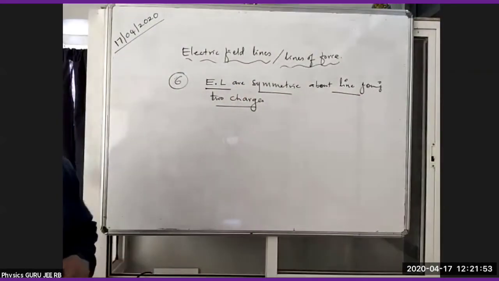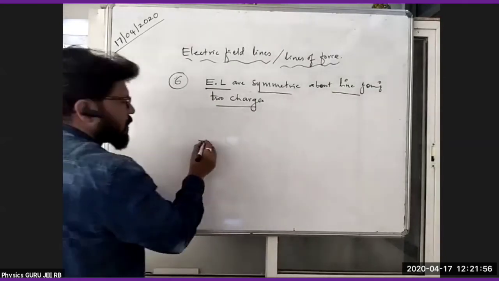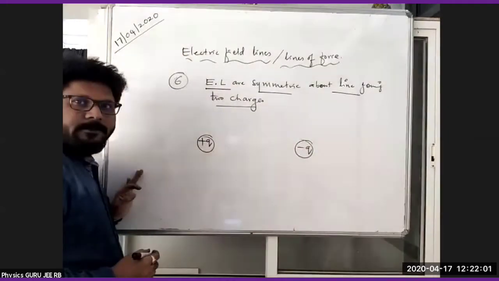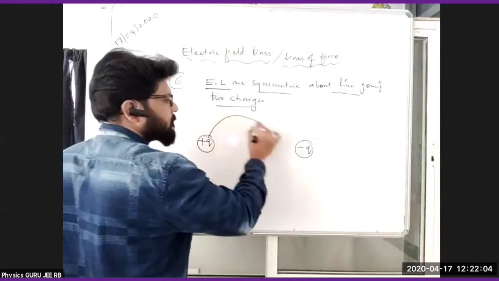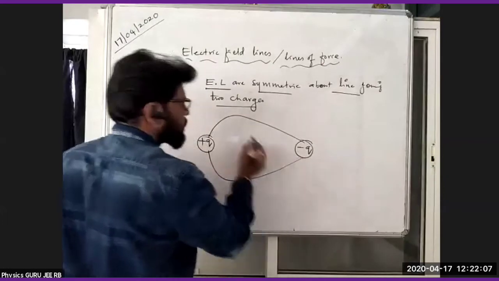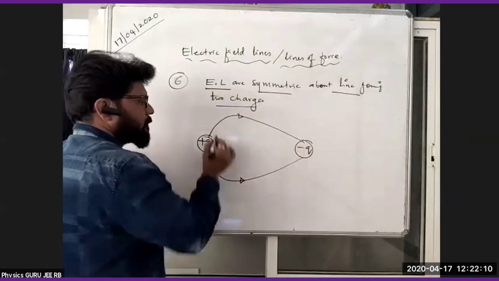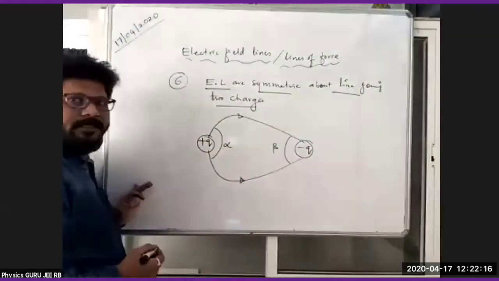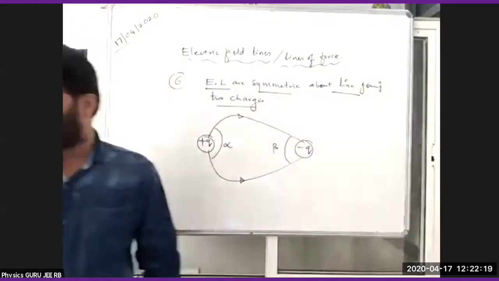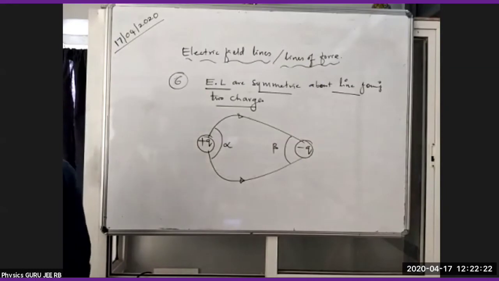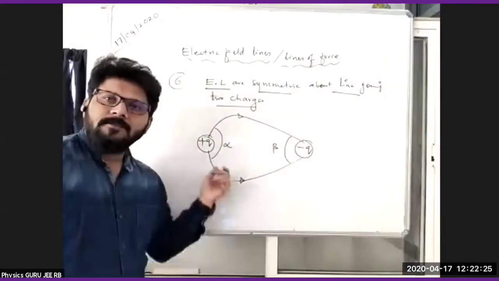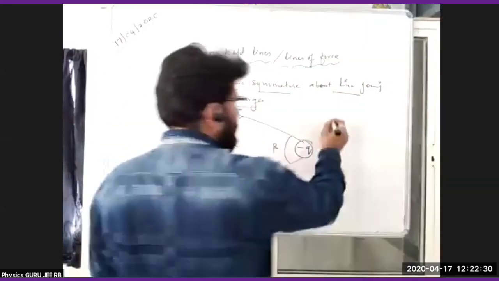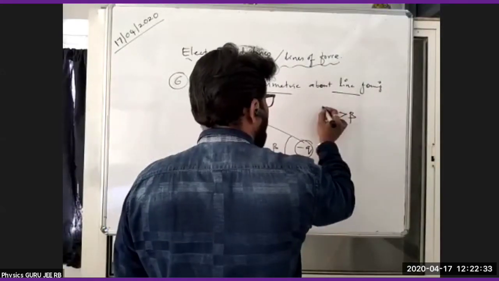Fine. Now if I say one positive charge, plus Q, is there, and here a negative charge is there, I'll draw like this. This angle is alpha, this angle is beta. The field lines are symmetric about the line joining 2 charges. Which is greater, alpha or beta? Alpha is greater than beta.